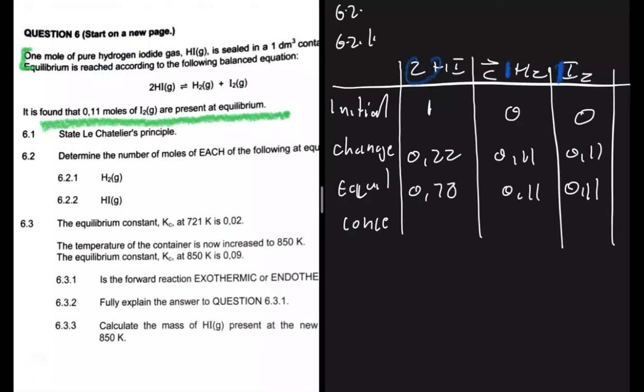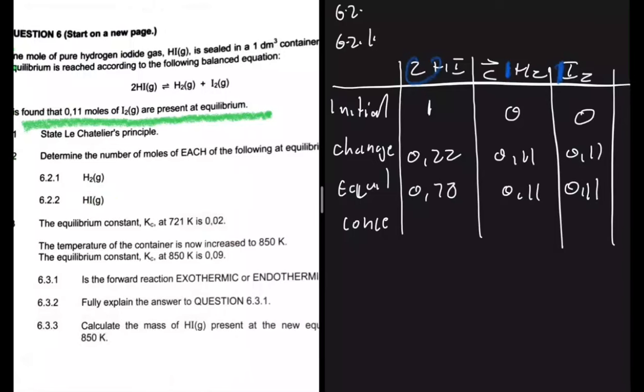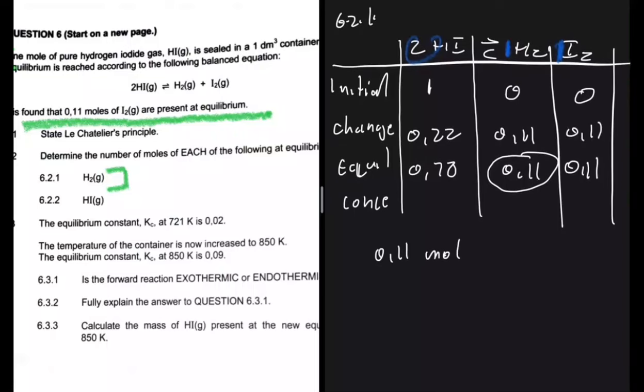So 6.2.1, we're looking for the number of moles of H2 at equilibrium. So here they are, 0.11. So we have 0.11 moles. And then the number of moles of HI at equilibrium, here they are. We have them now, right? We have 0.78 moles. Right. And all this work just for 1 mark. That's what I was talking about when I say, yeah, I don't really understand the mark allocation in this question.